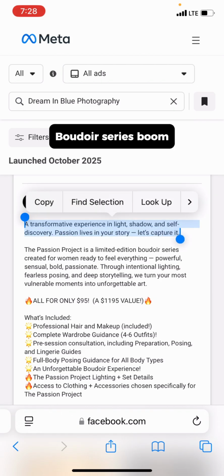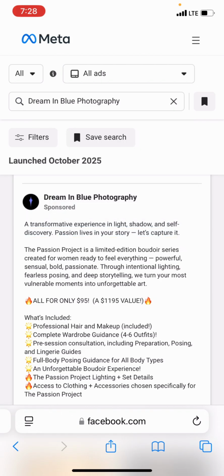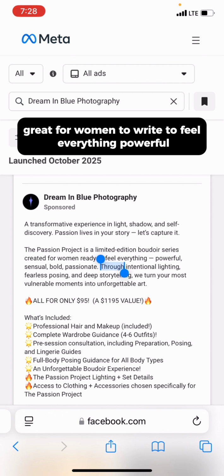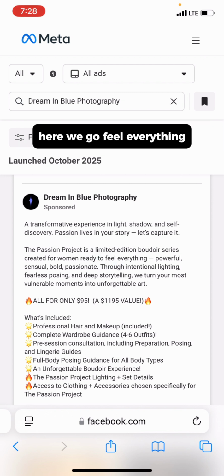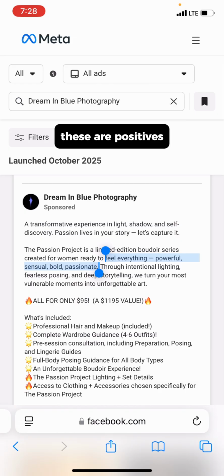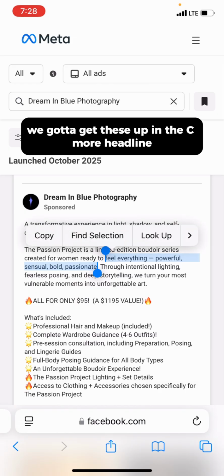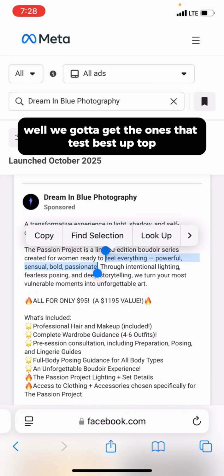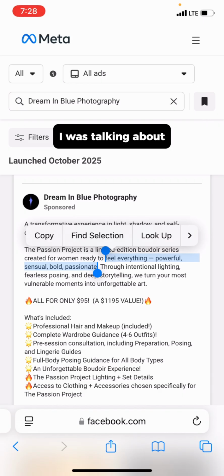Of limited edition Boudoir series, boom. Great for women ready to feel everything. Powerful, sensual, bold, passion. Here we go. Feel everything. These are positives. We got to get these up in the See More headline. Well, we got to get the ones that test best up top in the See More headline.